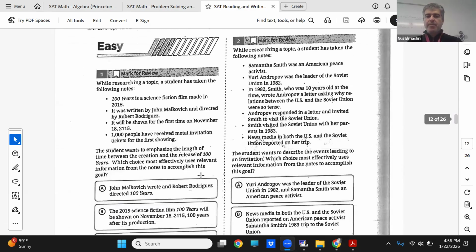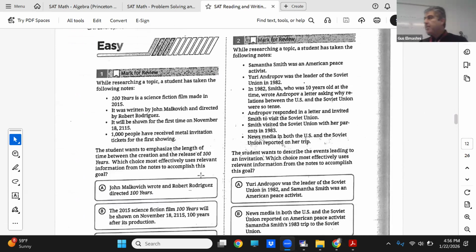So the way these work, and again, we'll just focus on easy right now, I like to actually read the question. So what do they want? The student wants to emphasize the length of time between the creation and release of 100 Years, a movie. So they want to emphasize the length of time between the creation and release.